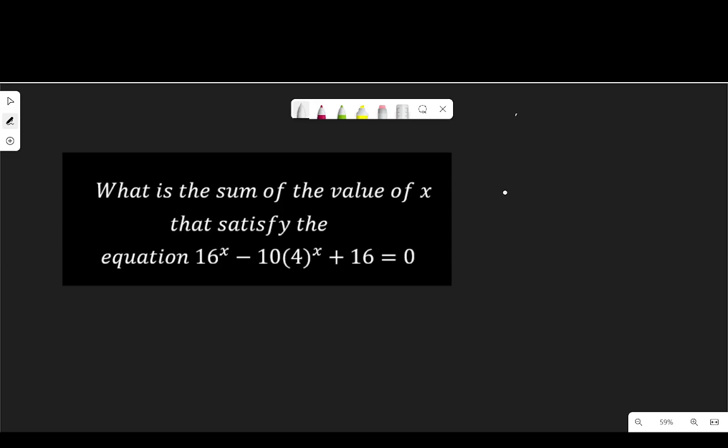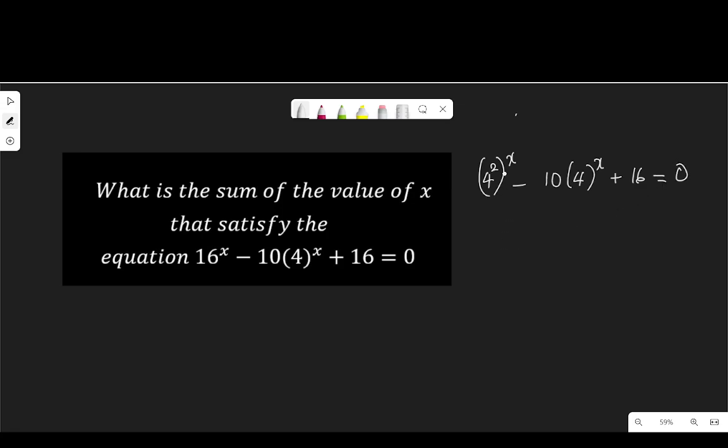This type of exponential equation can be reduced to a quadratic equation before we can solve for the unknown variable x. So 16 to the power of x, I can write it as 4 to the power of 2, then to the power of x, since 4 to the power of 2 is 4 times 4, which is 16, then minus 10 times 4 to the power of x plus 16 equals 0.